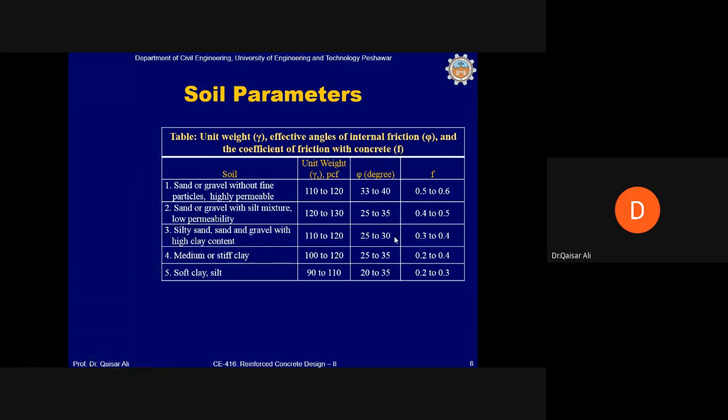You can study these parameters yourself in detail later. Okay.